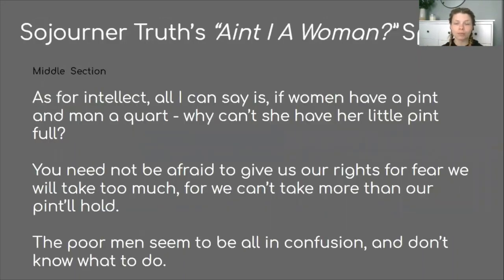All right, now we're going to move to the middle section. As for intellect, all I can say is, if women have a pint and man a quart, why can't she have her little pintful? You need not be afraid to give us our rights, for fear we will take too much, for we can't take more than our pint will hold. The poor men seem to be all in confusion and don't know what to do.